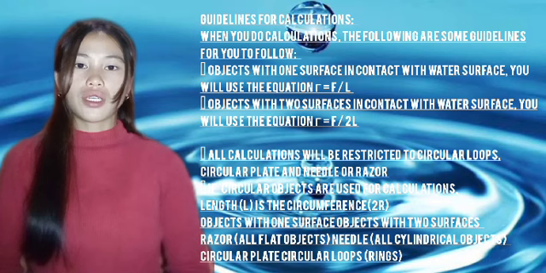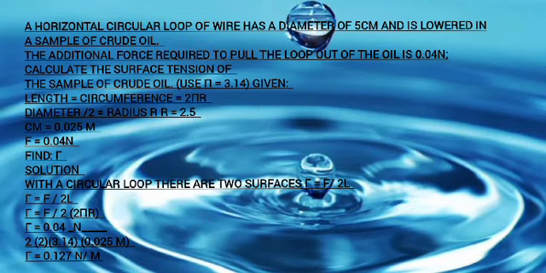The loop is pulled out of the circular oil plate, and surface tension acts around the circumference of the loop. Since the loop is circular, it has two surfaces in contact with the oil, inside and out. Therefore, the total length of the loop on which the surface tension acts is twice the circumference of the loop. Step 1. Calculate the circumference. The circumference of a circle is given by the formula L = 2πr.